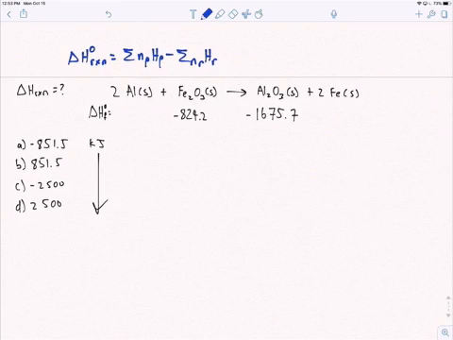2 aluminums plus iron oxide makes aluminum oxide and iron. This is known as a thermite reaction. And the heat of formation I've listed there. What is the heat of reaction here for the thermite reaction? Let's see if you can figure this out.